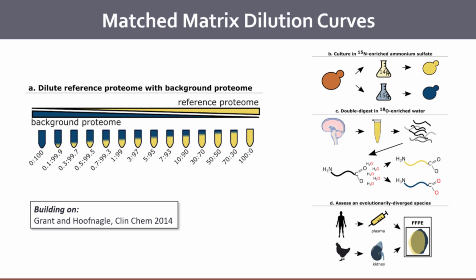Sometimes you can actually take different cell lines. So if you're interested in one specific protein that is present, and you have another cell line that doesn't have that protein, you can make dilutions of that as well.